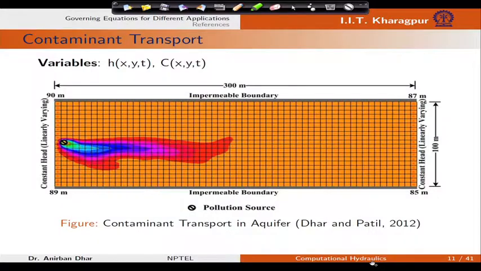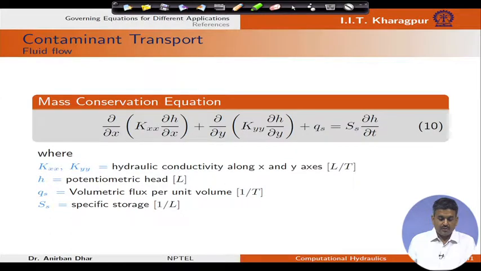Similarly, for contaminant transport, we need to solve one hydraulic head related equation, that is the mass conservation equation. Kxx and Kyy are our hydraulic conductivity values in the x and y direction. H is the potentiometric head, Qs is the volumetric flux per unit volume, Ss is the specific storage, and this is applicable for a confined aquifer system.